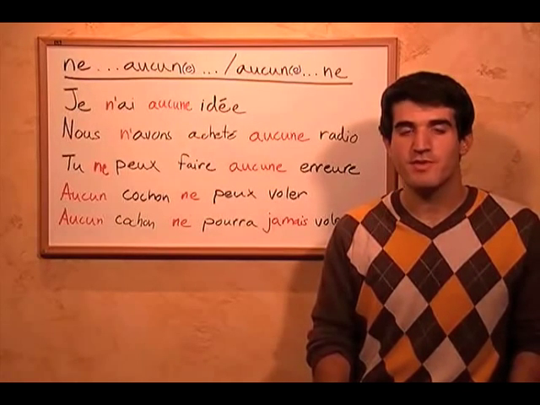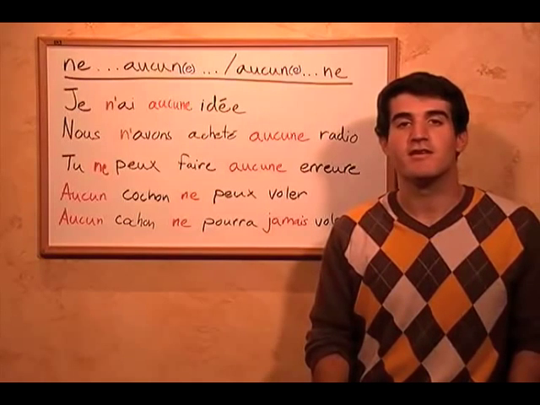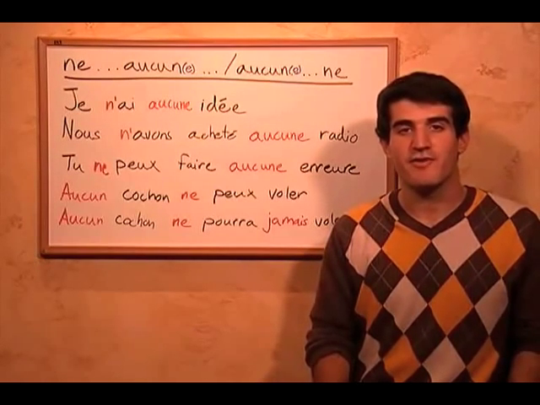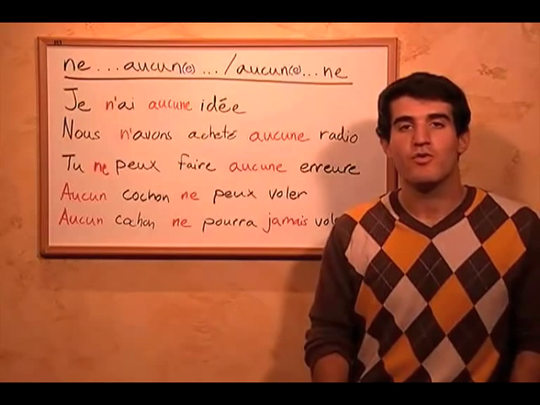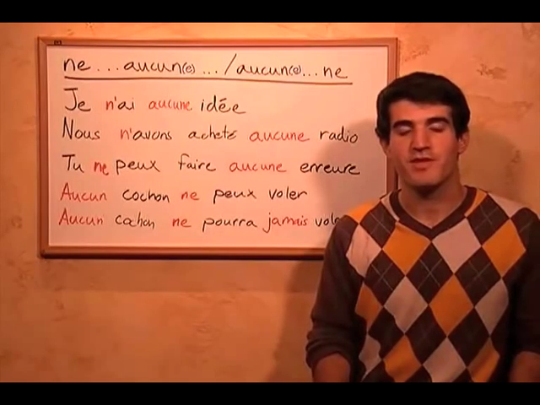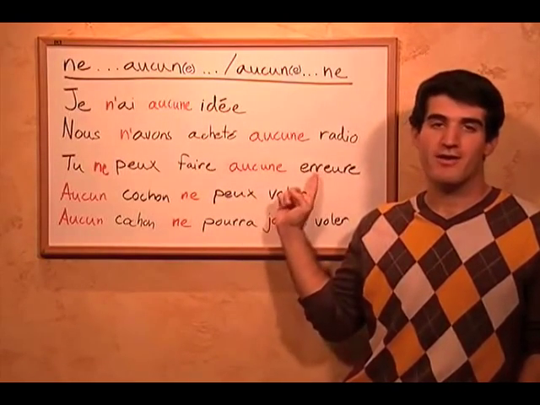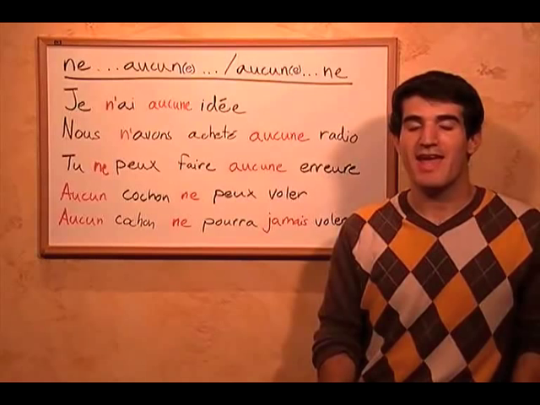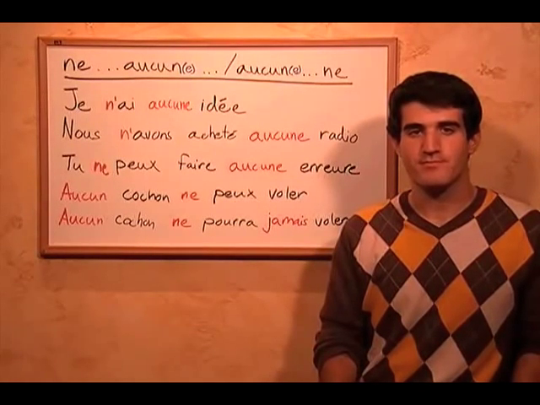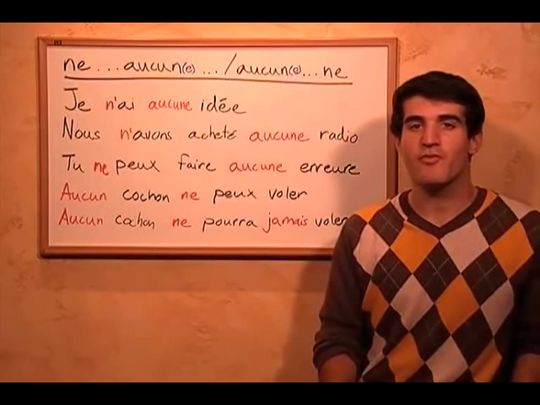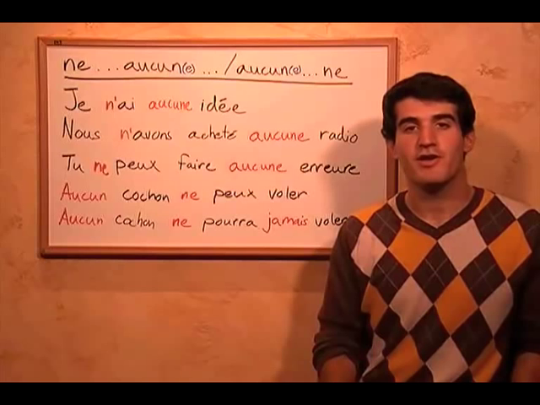If we have two verbs, where the first verb is conjugated for the subject, and the second verb is an infinitive, we again use aucun and aucune where it's most appropriate, before the object that there's none of. So for example, tu ne peux faire aucune erreur. You can't make any mistakes. Aucune erreur. Again, some negative words come before the infinitive, but aucun and aucune come after it, with the noun that they're talking about.